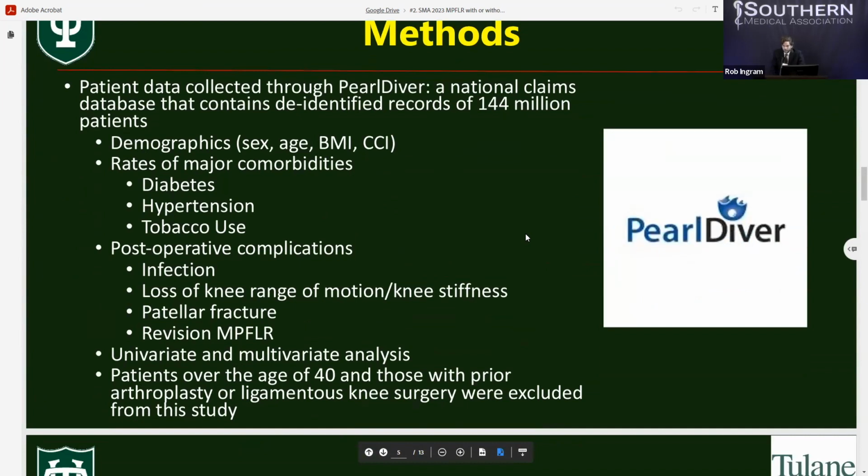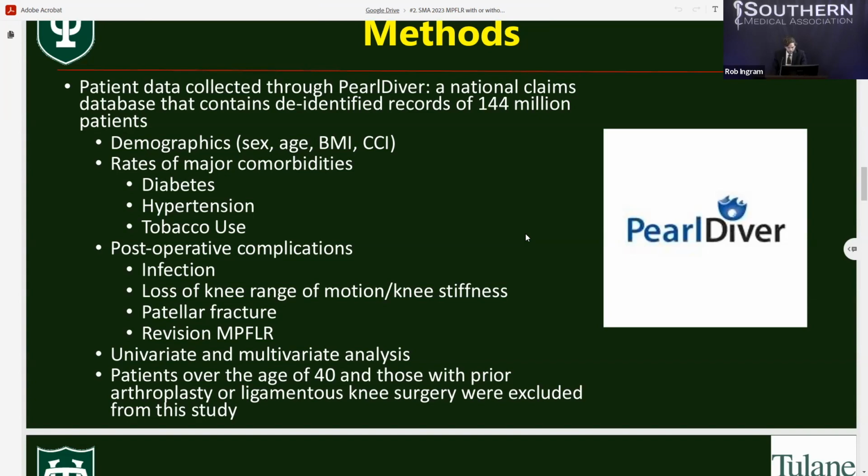Patient data for this project was collected using a de-identified national claims database. Surgical cohorts were created using ICD-9 and 10 codes specific for patellar instability and CPT codes for MPFL reconstruction and TTO. Patients were excluded if they were under the age of 10 years, over the age of 40 years, had previously been diagnosed with knee osteoarthritis, or had previously undergone ligamentous knee surgery or arthroplasty. All procedures took place from January 1st, 2010 to September 30th, 2018.